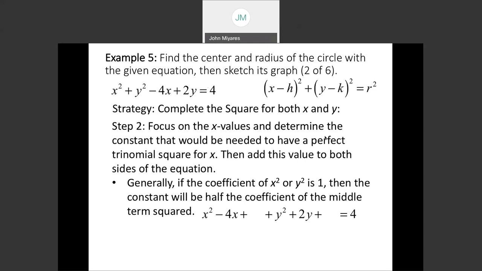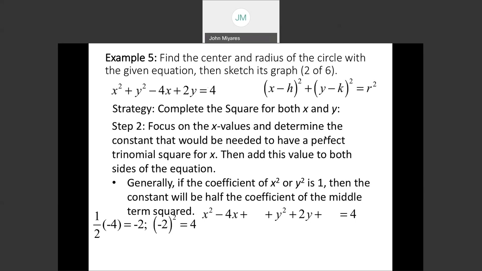If you recall from your factoring experiences from previous courses and an understanding of the FOIL method, to figure out the correct constant term, take the coefficient of the middle term, cut it in half, and square it. This process will work as long as the lead coefficient, that is the coefficient of the x squared term in this case, is 1. In this case, the middle term is negative 4x, so half of negative 4 is negative 2, and negative 2 squared is 4.